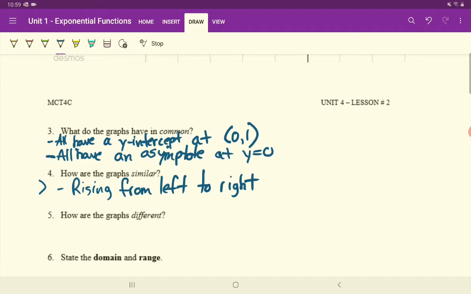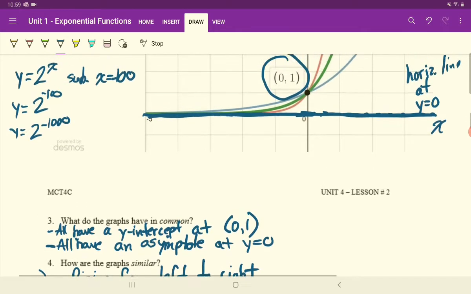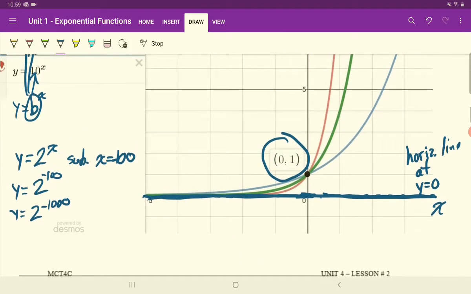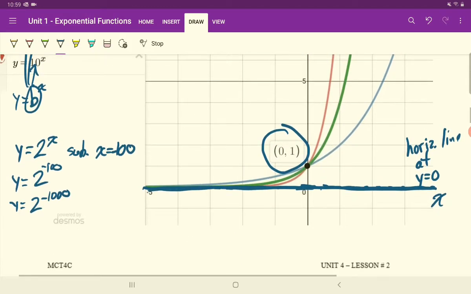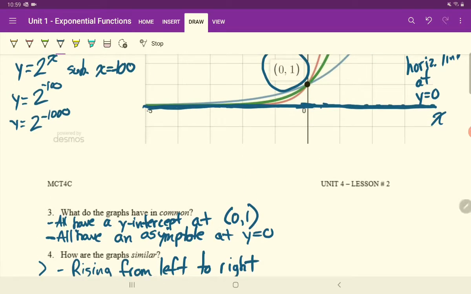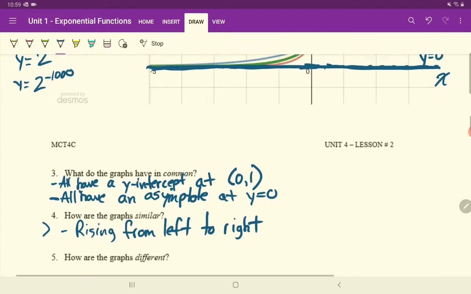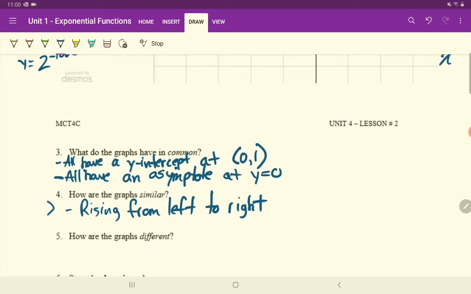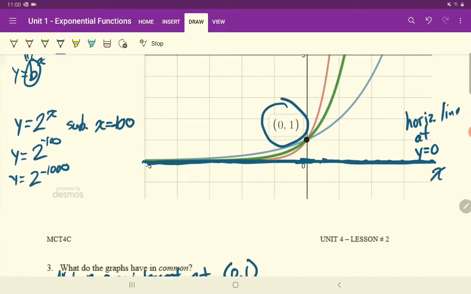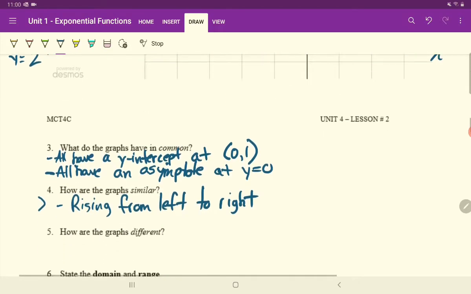Is there anything else? I guess we can say that they are all increasing, right? The further we go to the right, the more they are increasing. The larger the x value we input, the more they are increasing. They keep going higher and higher and higher. These curves keep moving up and up as we keep inputting larger x values into our equation.